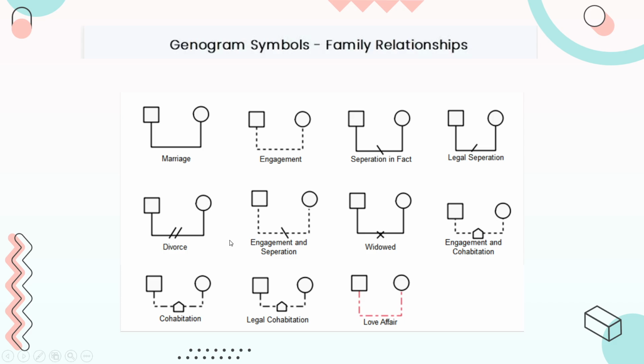So here, legal cohabitation means you are legally in a live-in relationship. As I have mentioned, in a few countries, after a certain period of time, people can legally be called a living-together couple. So here we mention this as having a love affair between the male and the female.